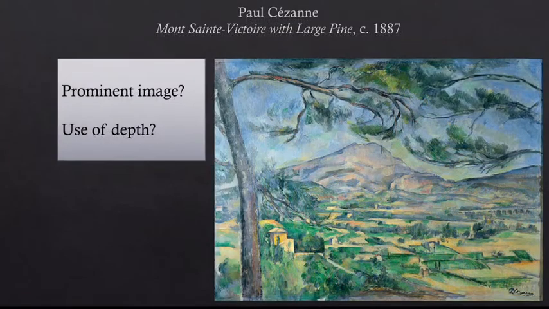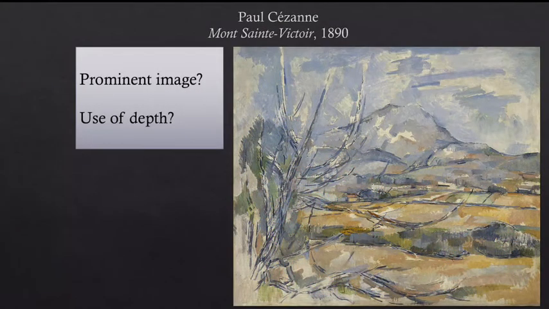Now we're on to 1887. The prominent image is incomplete, much like Japanese painting. This is very common in the era. As time progresses, so too does his style.